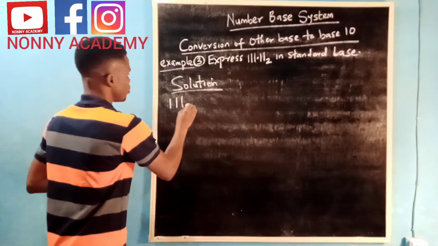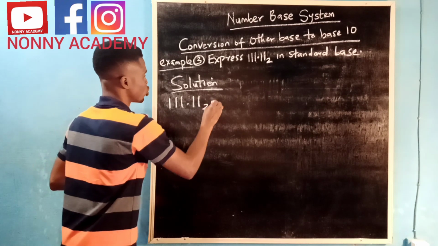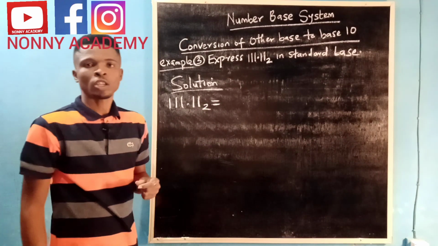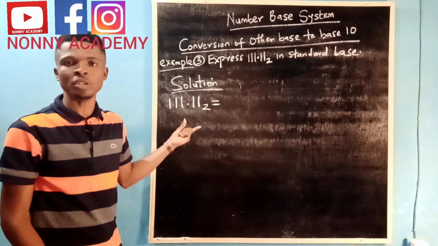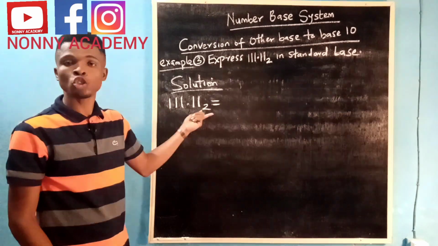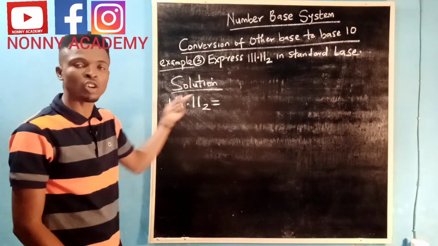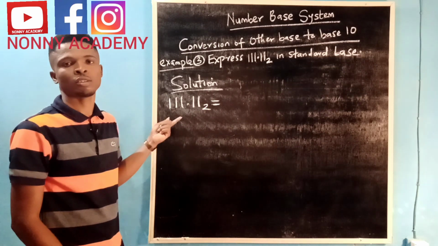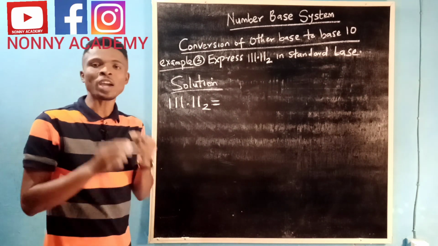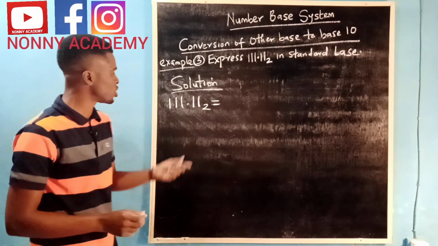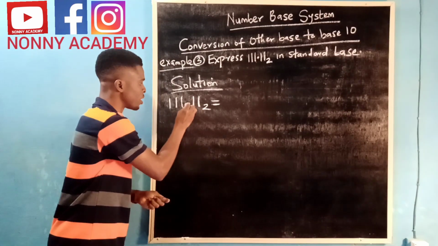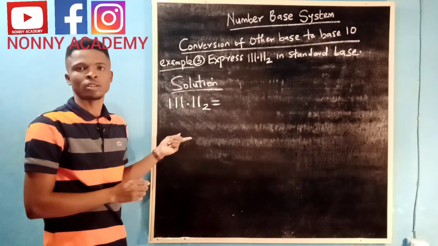111.11 base 2. If you take a good look at this, you will notice that this is a number base because the base, which is 2, is greater than any of the digits involved here. And this question is quite different from what we've done earlier because this one has a decimal here.